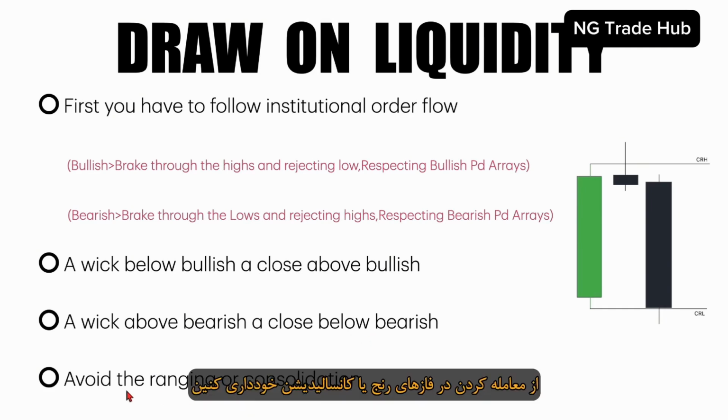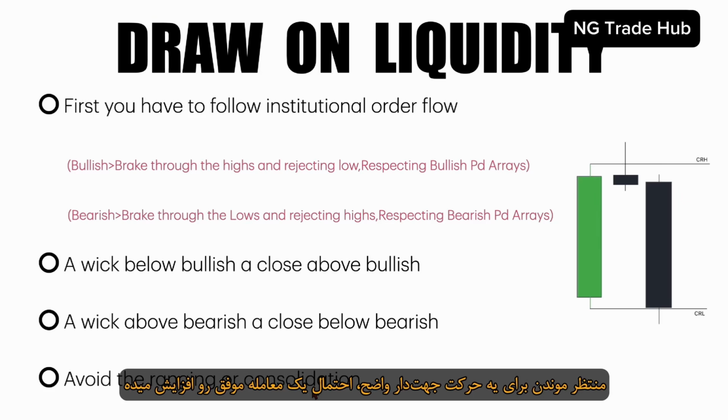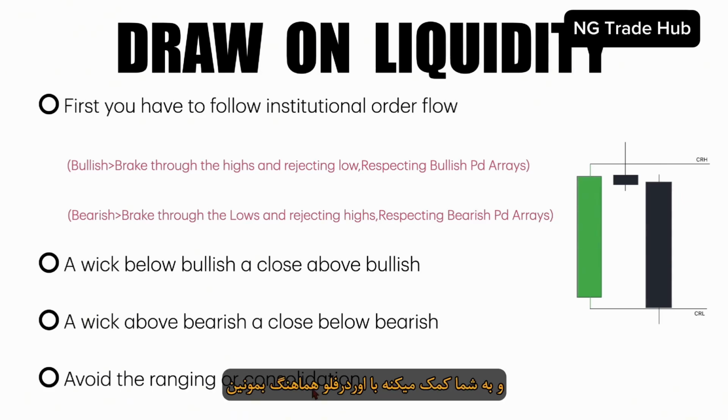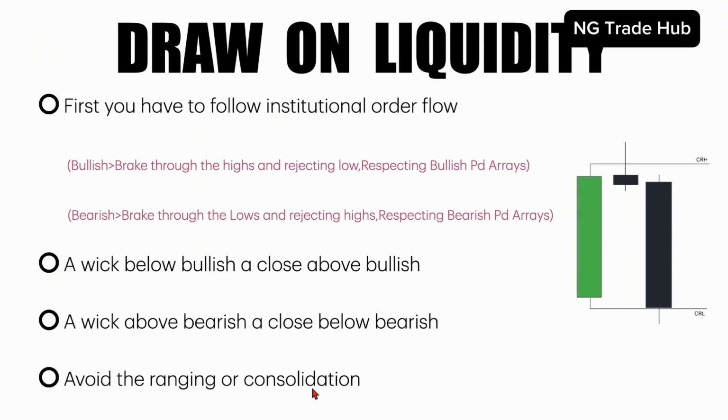Avoid trading during ranging or consolidation phases. When the market is in consolidation, it lacks clear direction, which makes finding reliable setups more challenging. Waiting for a clear directional move will increase the probability of a successful trade and help you stay aligned with the order flow. By mastering these aspects of draw on liquidity, you will be better equipped to read the market, align with the institutional bias, and make confident, calculated trades.